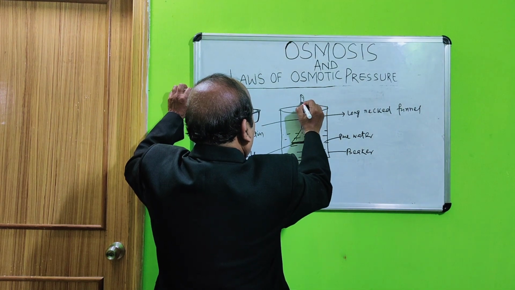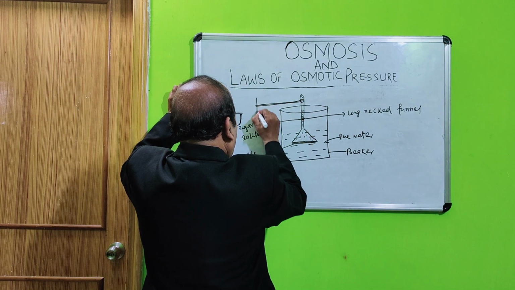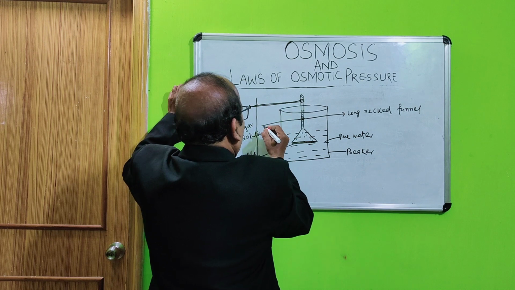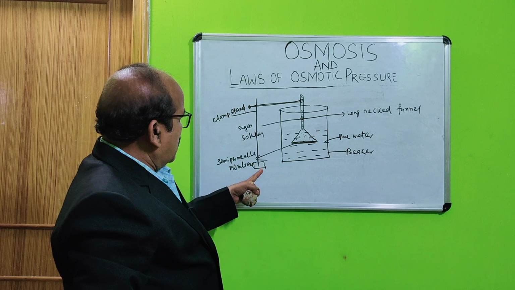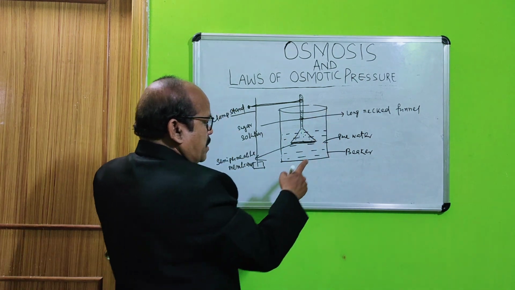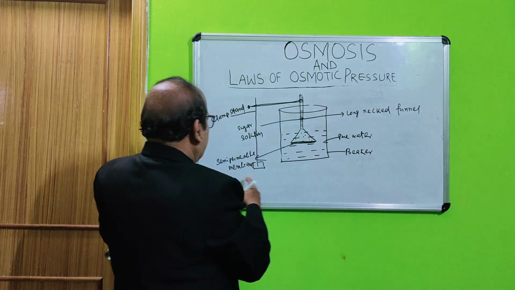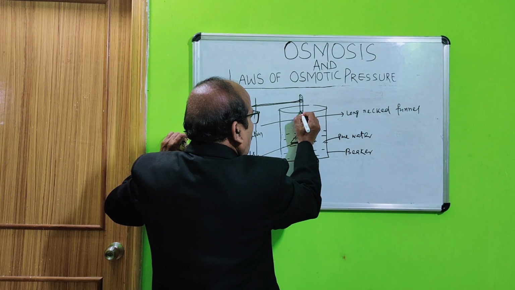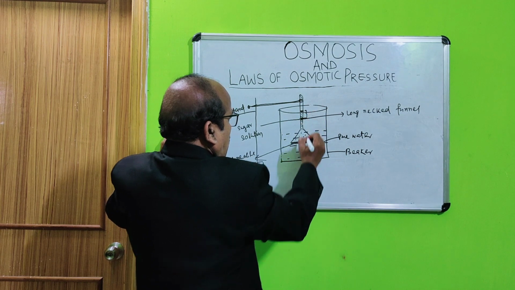This is further clamped with a clamp stand. With the help of a clamp stand, the long-necked funnel is suspended in a beaker of water. The beaker contains water and the long-necked funnel contains sugar solution. The mouth of the funnel is tied with a semi-permeable membrane. The moment it is dipped inside, its level will move up. This is the initial position and this is the final position.